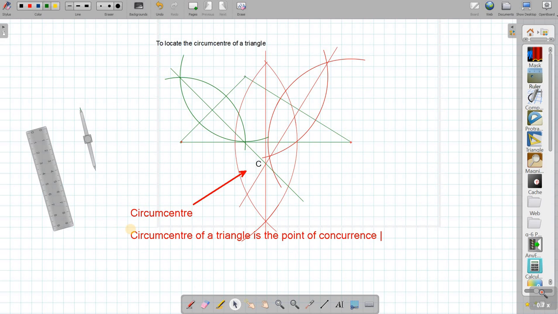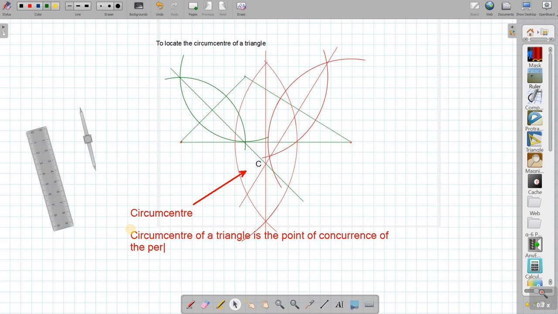You know point of concurrence, point of intersection. Intersection means two lines are meeting, means it is meeting at one point, it is point of intersection. But when there are more than two lines, means three or more lines, when they are meeting in one point, you say that it is the point of concurrence. Okay, so circumcenter of a triangle is the point of concurrence of which lines? Of the perpendicular bisectors of the sides.